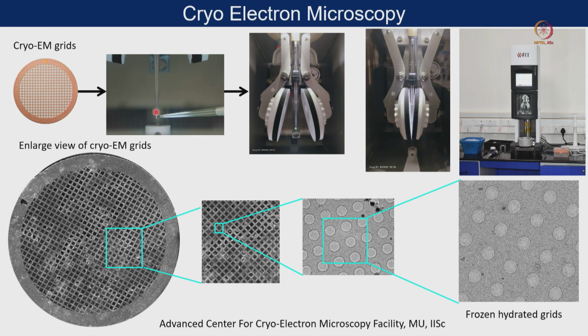How small is the sample amount? The sample amount will be only 3 microliters, because if you increase or decrease the sample volume, your blotting parameters will change. Now if you look here, we are just adding a small amount of sample, and this sample will spread all over the grid. Why will it spread all over the grid? Because the grid is already glow discharged.